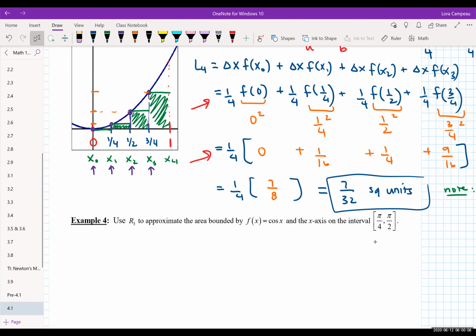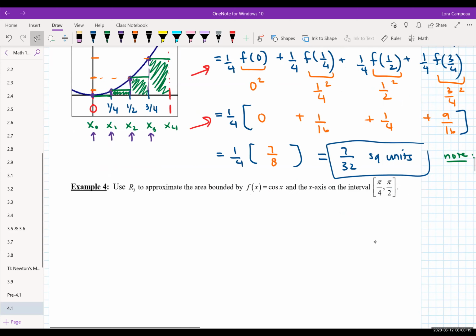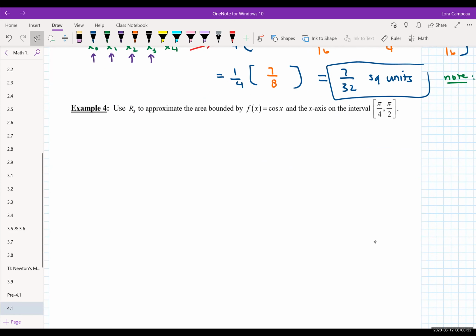And if you're interested, let's look at something with a trig function, a little more exciting. Example 4. So same idea. They're using R3 to approximate the area bounded by the function f of x equals cosine x, the x-axis on the interval pi/4 to pi/2. Now, feel free to graph it and see what works, but I want to show you that you don't have to actually see the picture to understand what is going on.